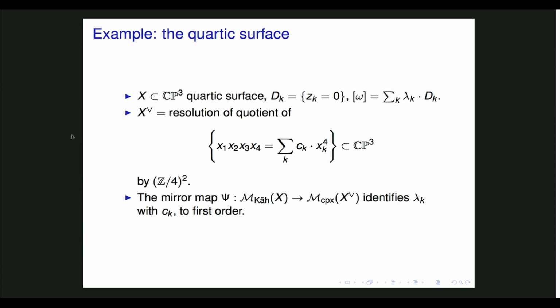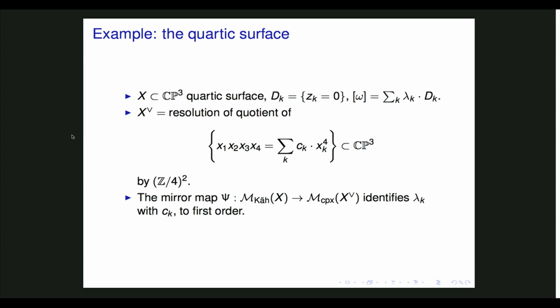All right, the mirror is a different variety, X check. It's going to hopefully be related to X, according to this, symplectic invariance of X will be equal to complex invariance of X check and so on. And we define it by taking a different quartic hypersurface in CP3 whose defining equation looks like that. So we have 4 parameters, ck, for the 4 homogeneous coordinates x1, x2, x3, x4.